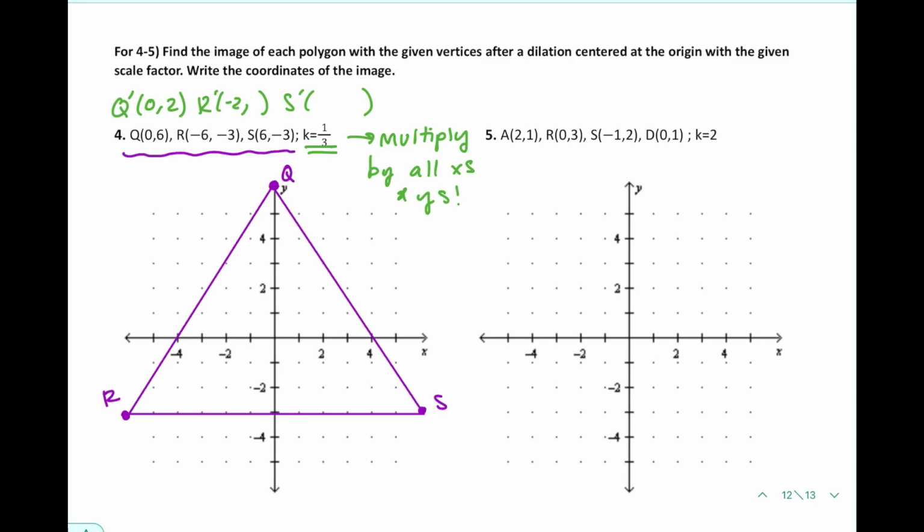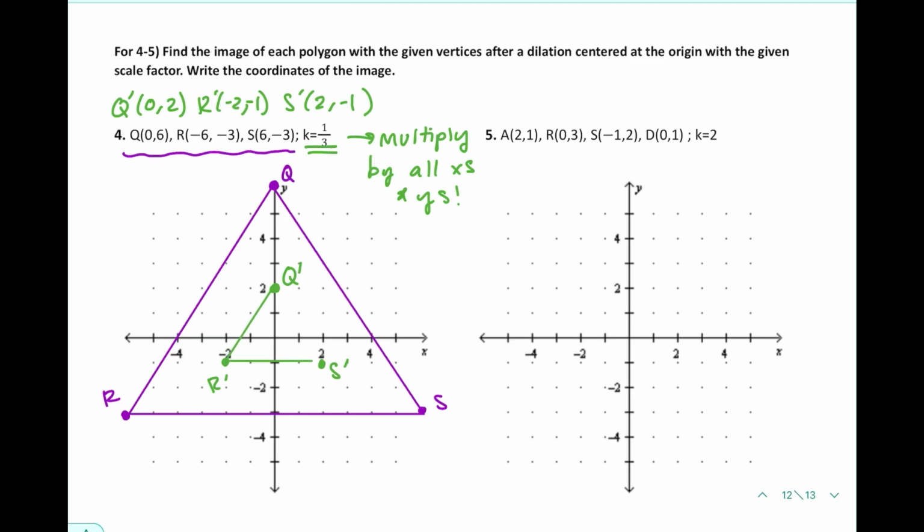What's -6 times 1/3? -2. What's -3 times 1/3? -1. What's 6 times 1/3? 2. What's -3 times 1/3? -1. And then we can graph those as our prime points. So 0, 2 is Q prime. -2, -1 is R prime. 2, -1 is S prime.